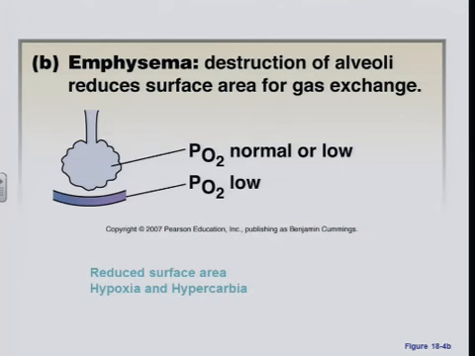Now in emphysema, we talked about how this is a destruction of the alveoli, which reduces surface area for gas exchange. It also reduces pulmonary capillary surface area, because if there's no alveolar surface area, there's no capillaries in that space. So we decrease gas exchange dramatically by reducing surface area in emphysema. Now, in this situation, depending on the extent of the emphysema, we can have a normal or low PO2.